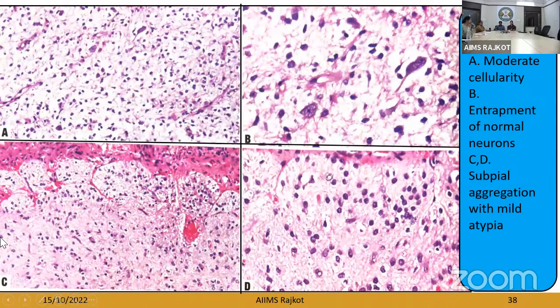So here morphology shows moderate cellularity in image A. Image B is showing a few entrapped neurons, and images C and D are showing subpial aggregation of the tumor cells.